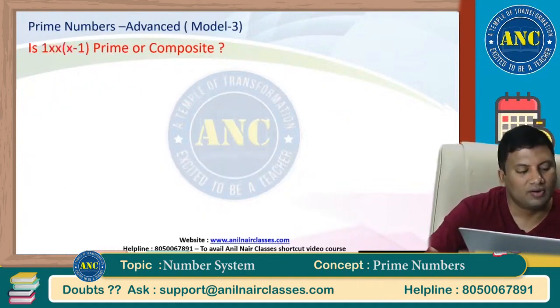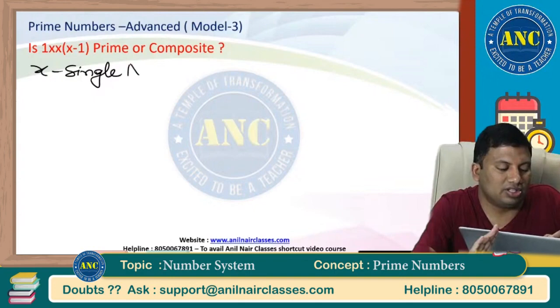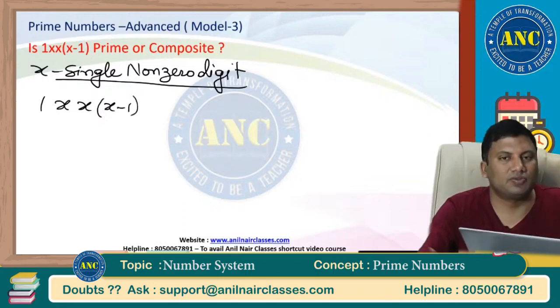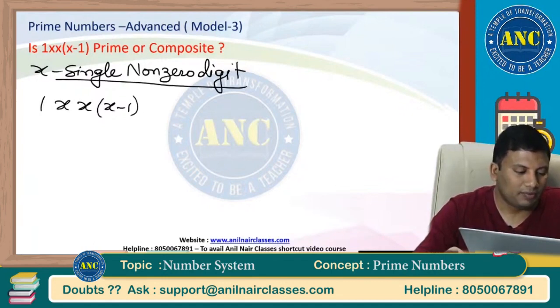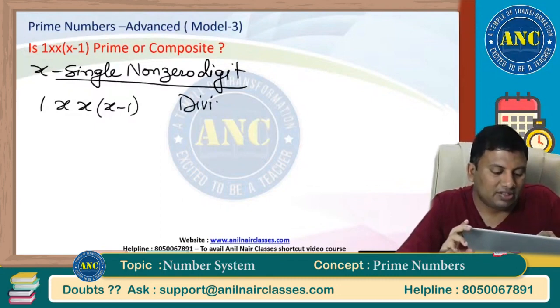Another good question. 1x, where x is a single non-zero digit. Any number which is of the form 1x and x minus 1, whether this number is prime or composite. Now if you see here, prime or composite. Now there is a concept of divisibility rule of 37.